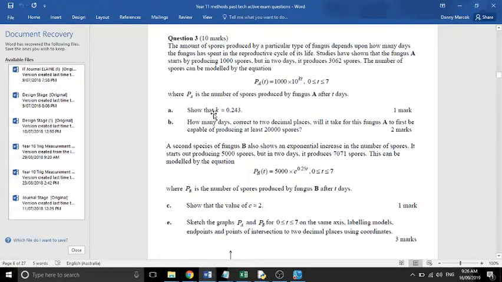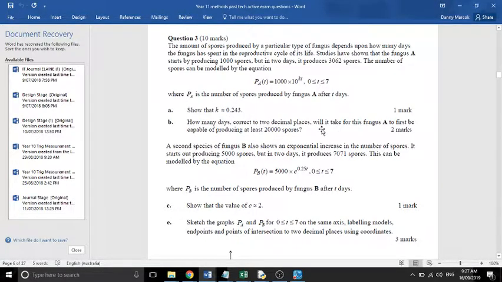So, the first thing it's asking us to do is to show that K equals that value. The next thing it's asking us to do is to work out how long it's going to take to reach 20,000. What we're going to do is part B first. We're going to use this value of K, because I'm just substituting in some values. So let's see how that goes.